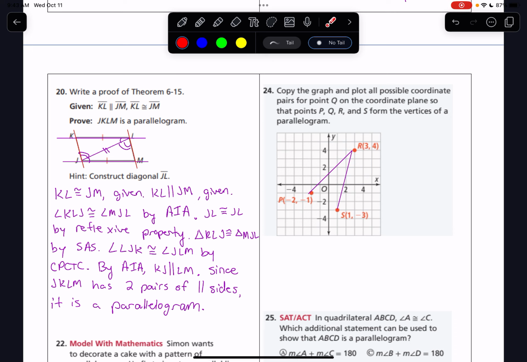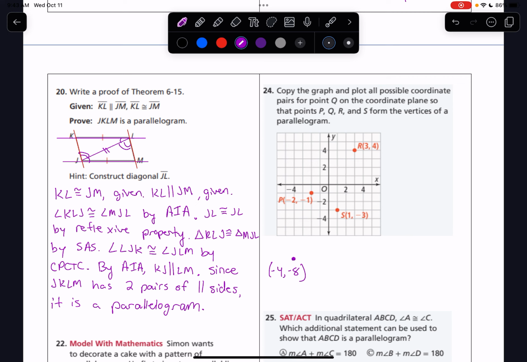So this line we went, let's see, -2 to 3. We went over 5 and up 5. So then from this line, I'm going to go down 5 and over 5, and I'm going to put a point at -4, -8, which is kind of off the graph, but that's okay. So -4 and -8 would make one of our parallelograms.